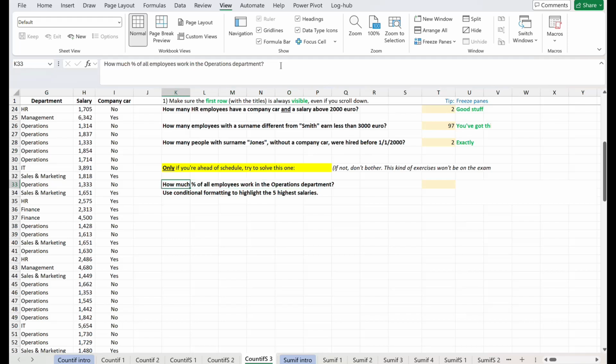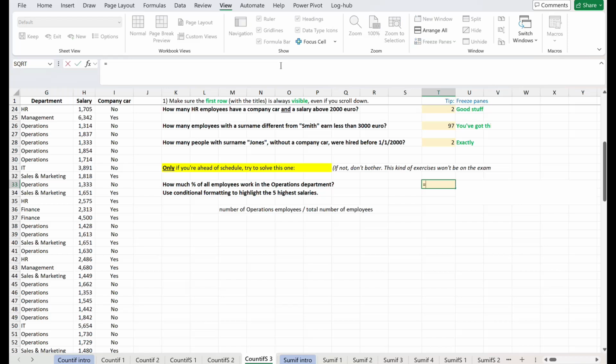Now the difficult one, so don't feel bad if you cannot solve this. How much percent of all employees work in the operations department? Okay, let's do this. What we're going to do is divide the number of operations employees by the total number of employees. And that way we're gonna get the percentage of all employees who work there.